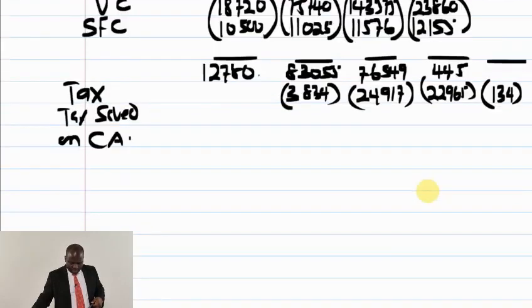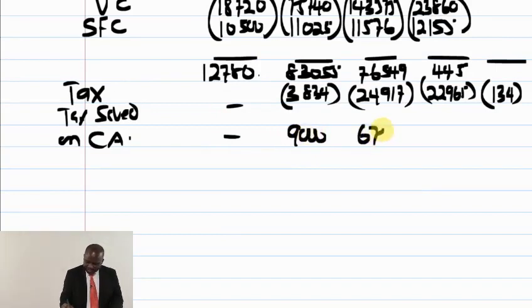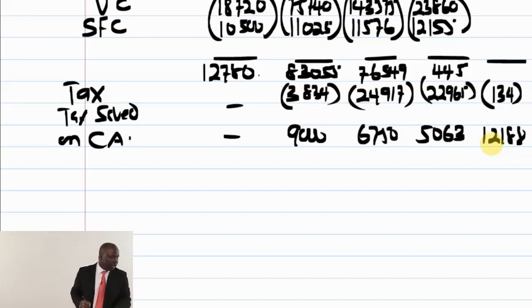And then we do the tax savings on the capital allowance. Okay, so dash is here. The tax savings on the capital allowance, this is 9,000. The next one is 6,750, 5,063, 12,188.